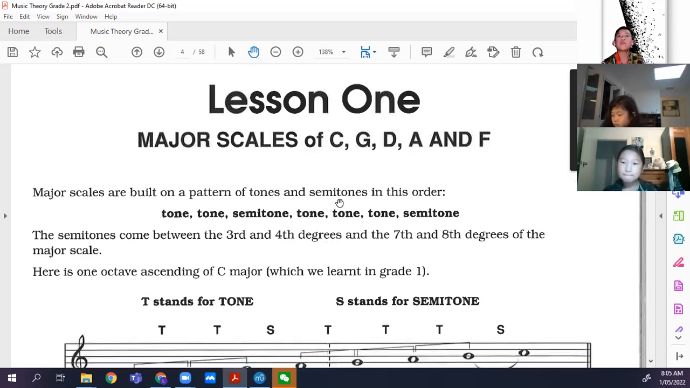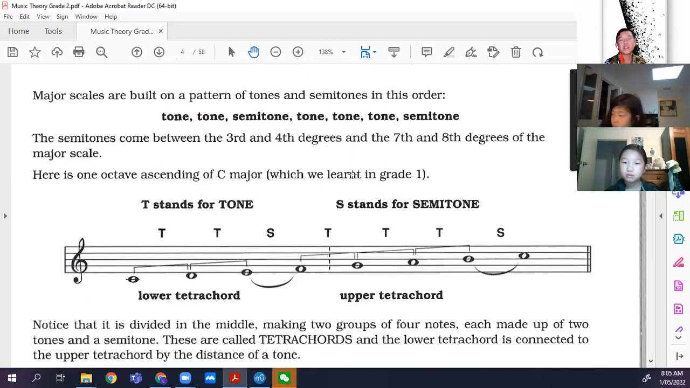Okay. So lesson 1, where I'm going to introduce you to more major scales. So in grade 1 we learned C major, G major, and F major. Who can tell me the key signature of those scales? Hamish? Okay. Hazel? F.